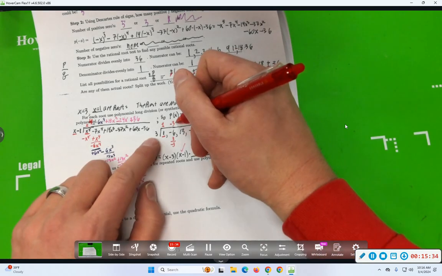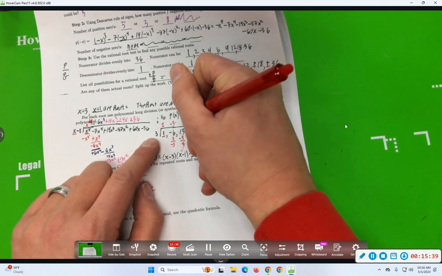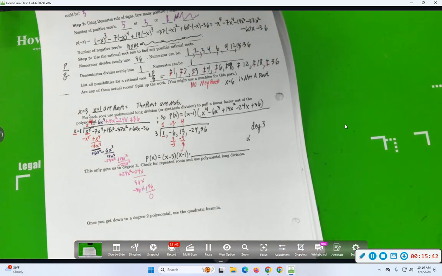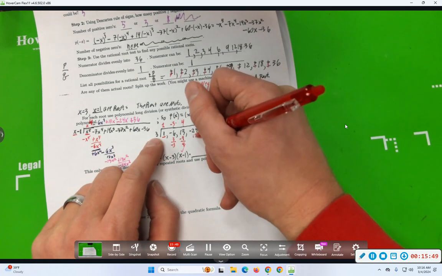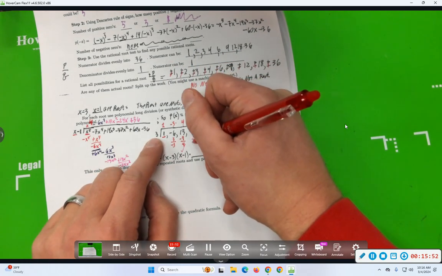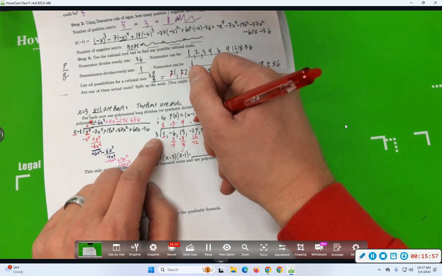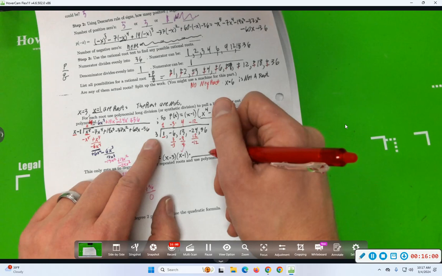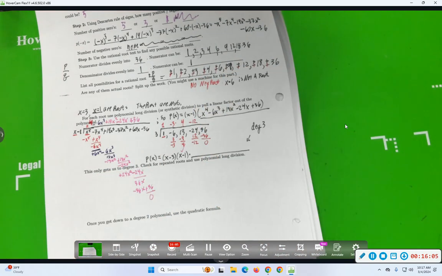Negative 3 times negative 3 is negative 9. 13 minus 9 is 4, so the next term is 4. Four times 3 is 12. Negative 24 plus 12 is negative 12. So I put a negative 12 up there as the next thing. Negative 12 times 3 is negative 36. That's good. My remainder term is 0. That was quick, but did I do synthetic division correctly there?